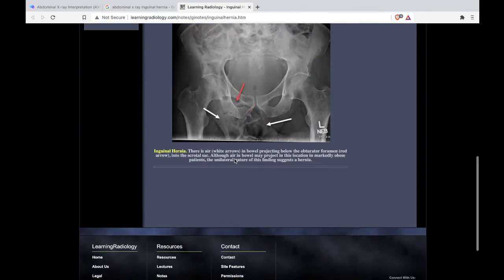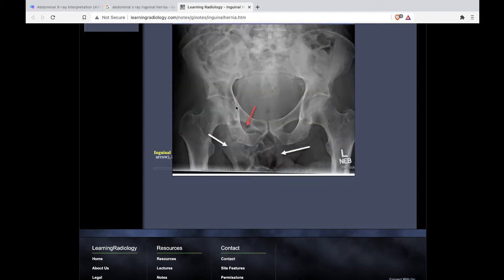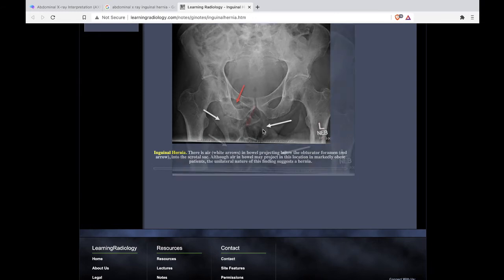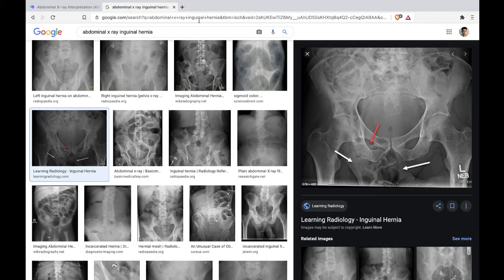Let's see. There is air, white arrows in the bowel projecting below the obturator foramen. Red arrow. So red arrow is just showing the obturator foramen, and you can see some air projecting below the obturator foramen. So that's your inguinal hernia. Although air in bowel may project in this location in markedly obese patients, the unilateral nature of this finding suggests a hernia. Okay, look for any air below the obturator foramen. That's how you find inguinal hernias.